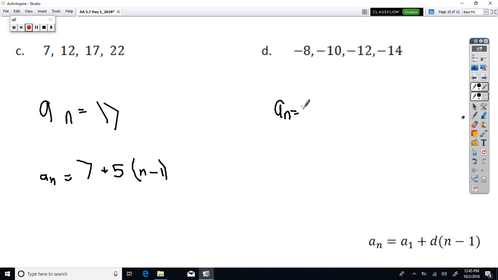And then the next one, what do we get? Erica? A sub n equals? Good. Negative 8 minus 2 times n minus 1. Yes.